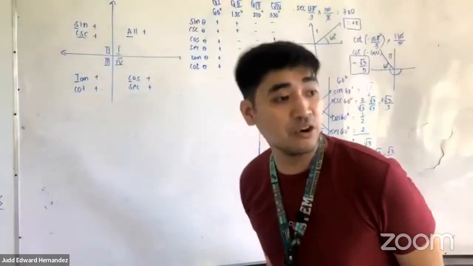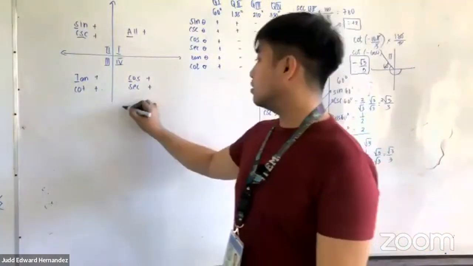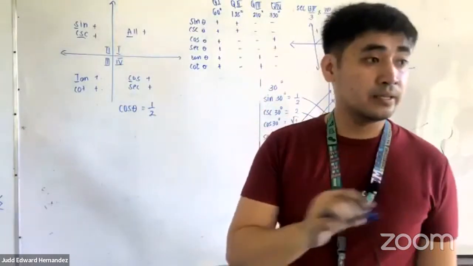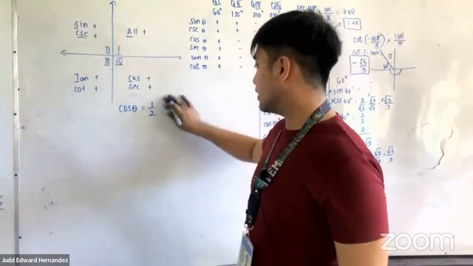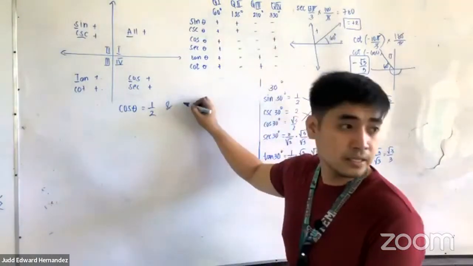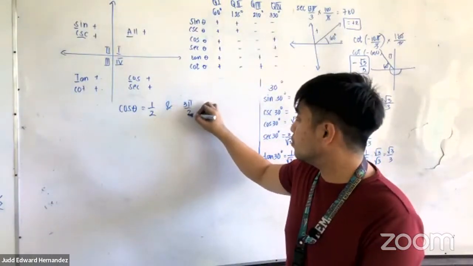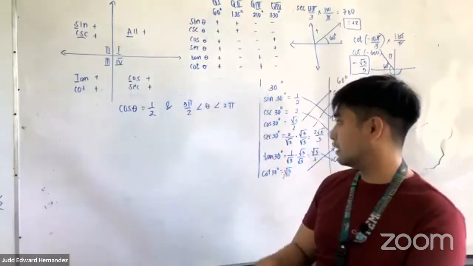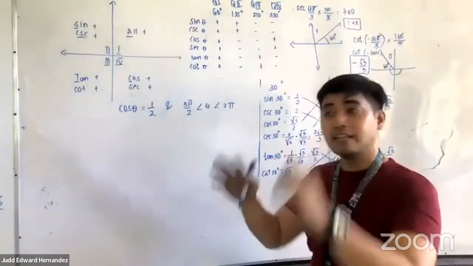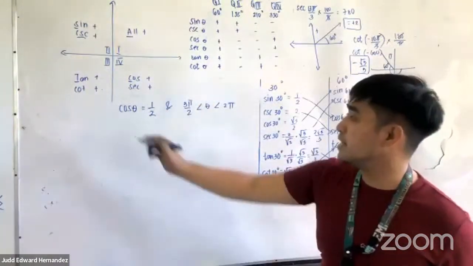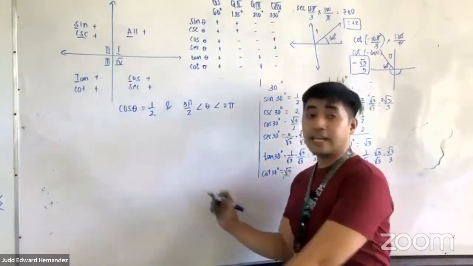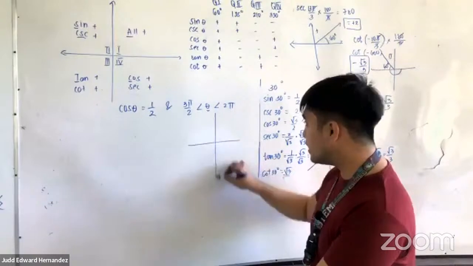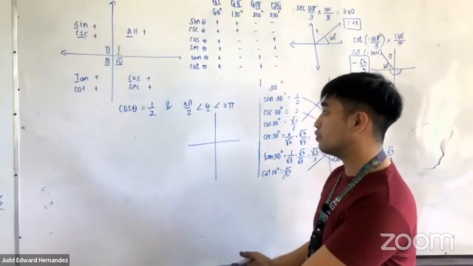Okay. What if binigyan tayo ngayon ng condition? Sabi dito, we have cosine theta which is equal to 1/2, but another condition is that 3 pi over 2 is less than theta is less than 2 pi. Sabi, hanapin daw natin yung 5 pa. Kasi binigyan na tayo ng una, which is cosine theta. So, hanapin natin, asan ba si theta? Si theta daw nasa pagitan ni 3 pi over 2 saka ni 2 pi.